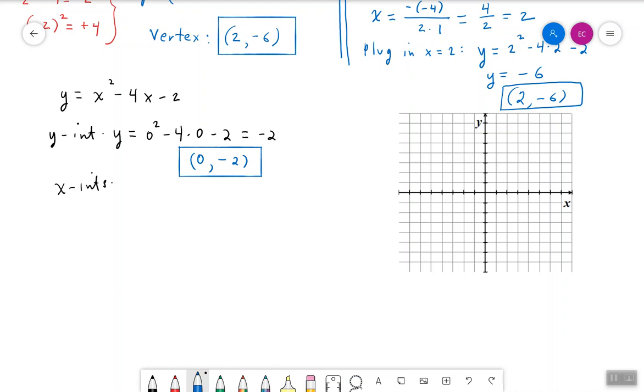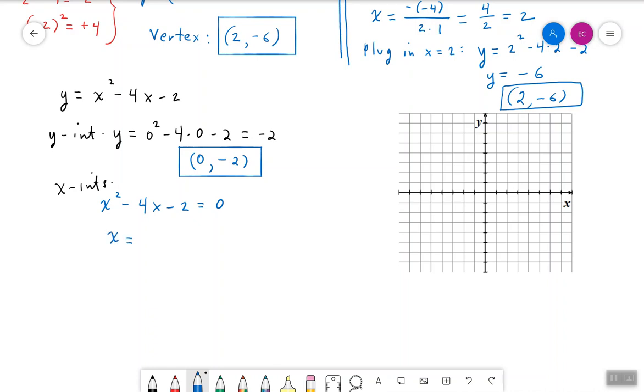To find the x-intercepts, we're going to set the function equal to 0. We'll have x squared minus 4x minus 2 equals 0. How do we solve that quadratic? Usually we start by trying to factor. This equation doesn't factor. So what do we fall back to? We fall back to the quadratic formula.